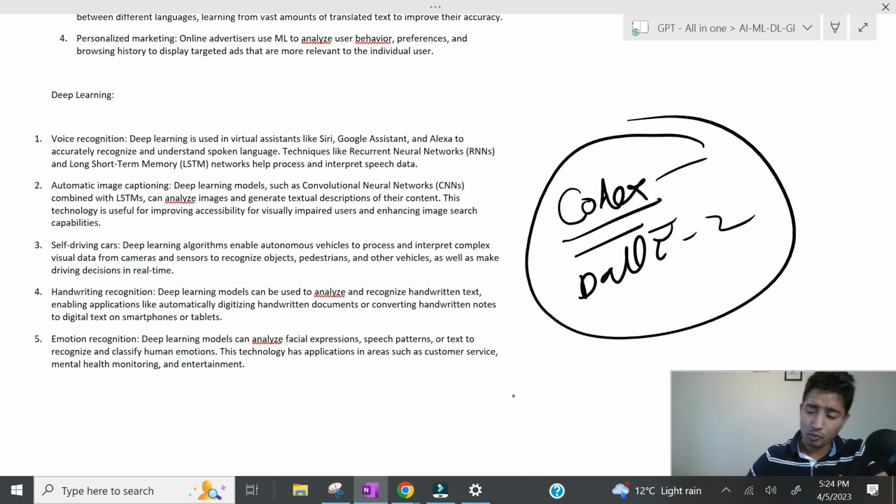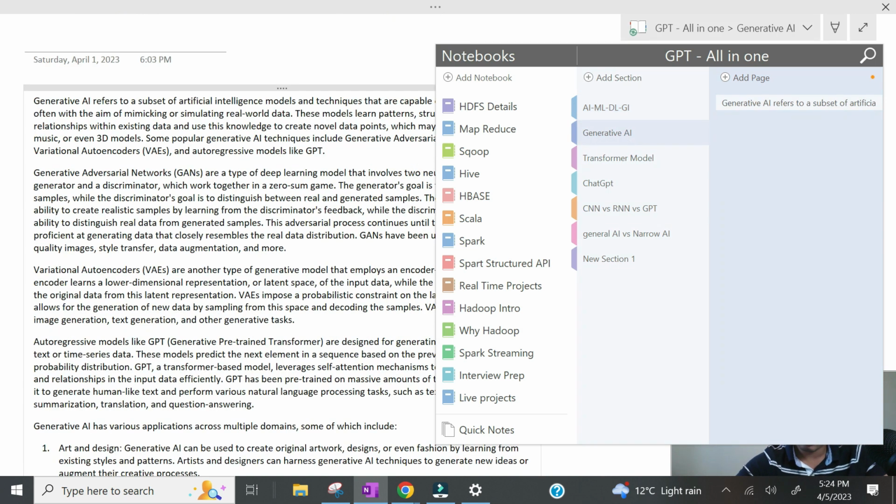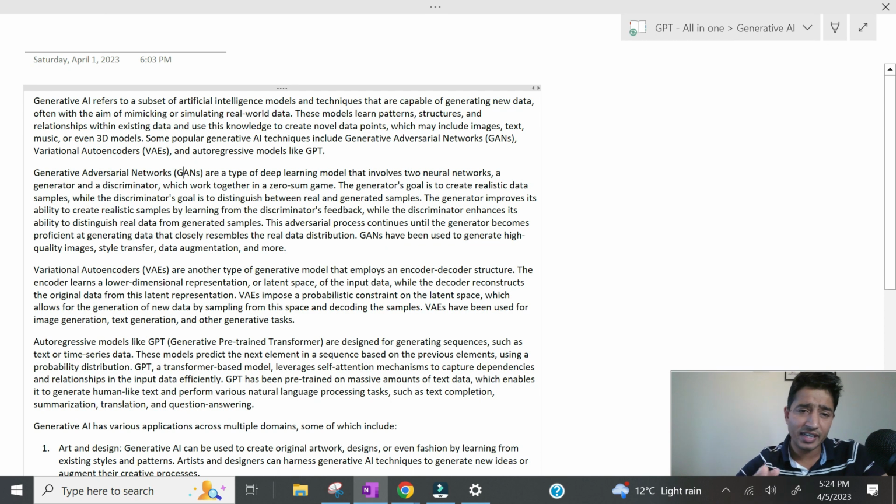Let's see one more thing about generative AI. And in this video, I think this will be the last section for today's video. So generative AI refers to the subset of AI models capable of generating new data, often with the aim of mimicking and simulating real world data. These models learn patterns, structures, and relationships between existing data, and use this knowledge to create novel data points, which may include images, text, music, 3D models, etc.